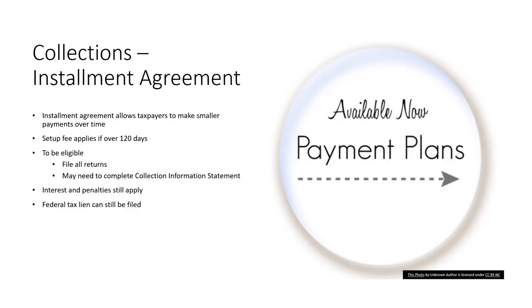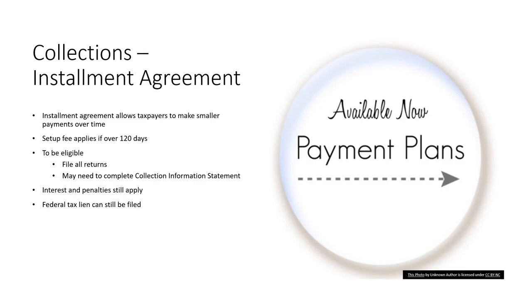Collections, installment agreement. An installment agreement with the IRS means that they will allow a taxpayer to make smaller periodic payments over time if they can't pay the full amount at once. A setup fee applies to all agreements over 120 days. To be eligible for an installment agreement, taxpayers must file all required tax returns.